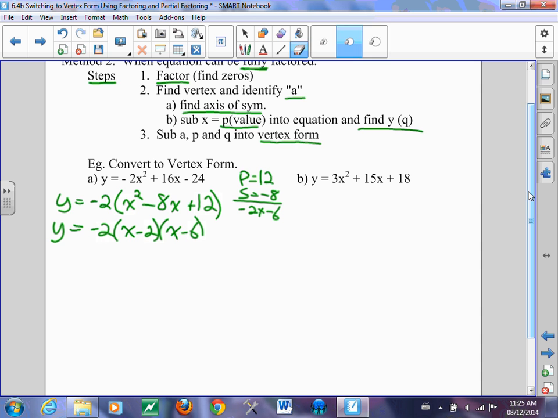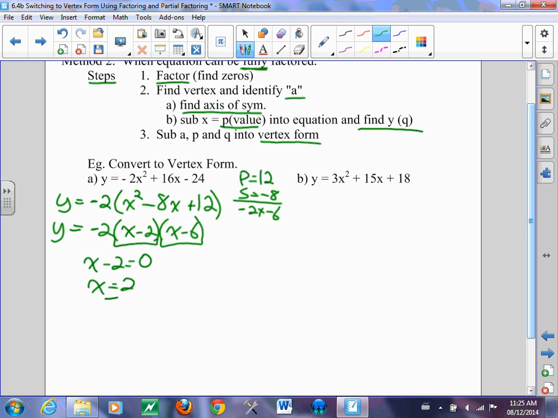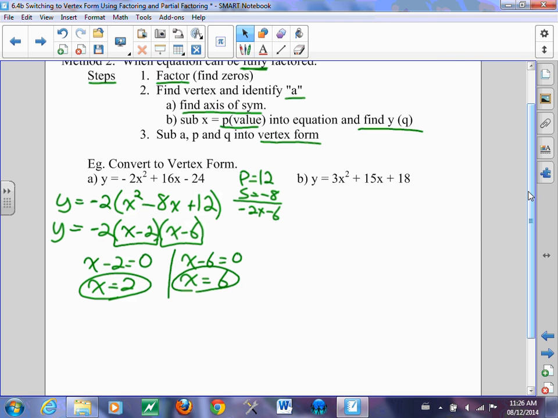Now that we've factored, ladies and gentlemen, we now set our factors equal to 0, which are the 2 that are in the 2 variable terms, which is x minus 2 equals 0, which is x equals 2. And you can show me x equals 2 right away, folks, if you already know that. Or x minus 6 equals 0, so x equals 6. Okay, so now we do what we just did in the warm-up, folks. We want to find the axis of symmetry.